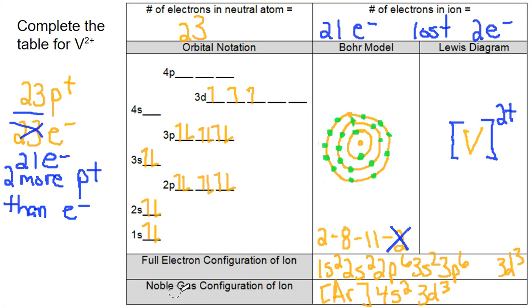Okay, and then the noble gas configuration of the ion, same thing. We're going to go ahead and remove those 2 from the 4s. Okay, and now the noble gas configuration of this ion is argon plus the 3d3 electrons.